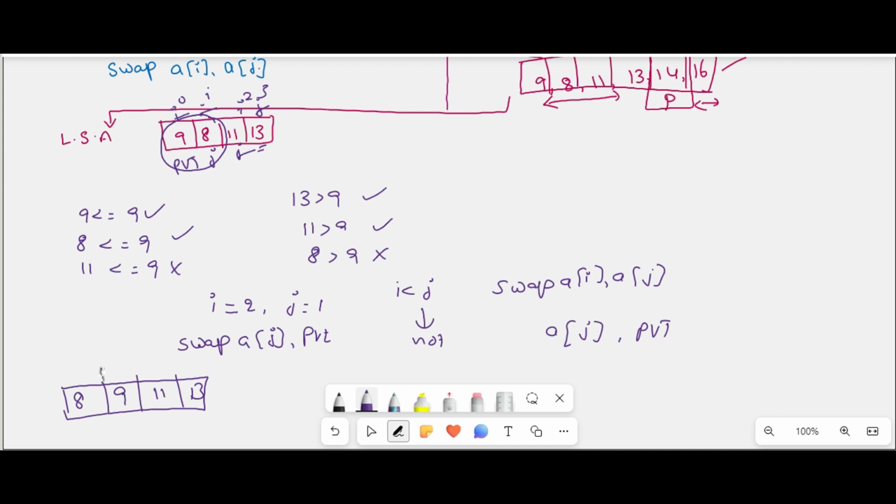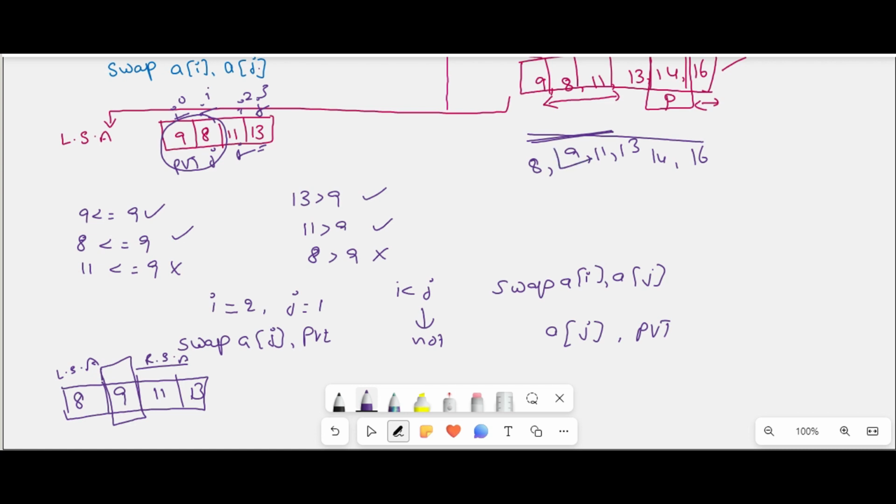What is the pivot element? 9. See, if you consider this, 9 is the pivot element, this is the left subarray and this is your right subarray. See, this is your original array actually. So 14 is placed in the correct position, 16 is placed in the correct position. These four elements we applied quick sort. Now what did you get here? 8, 9, 11, 13.